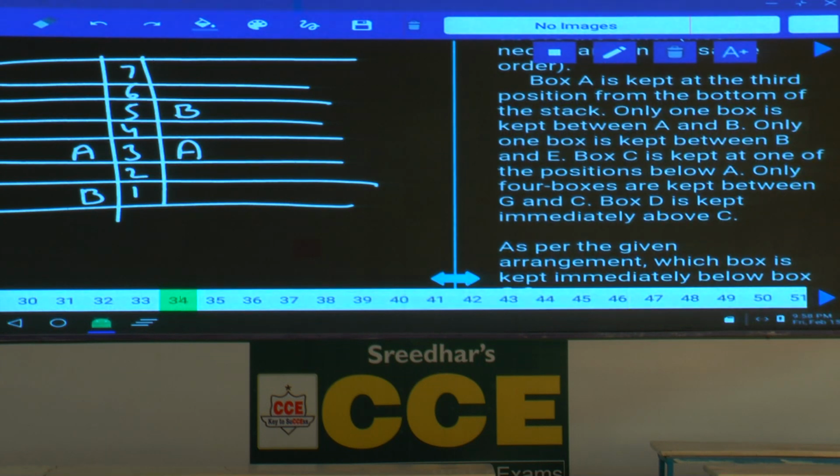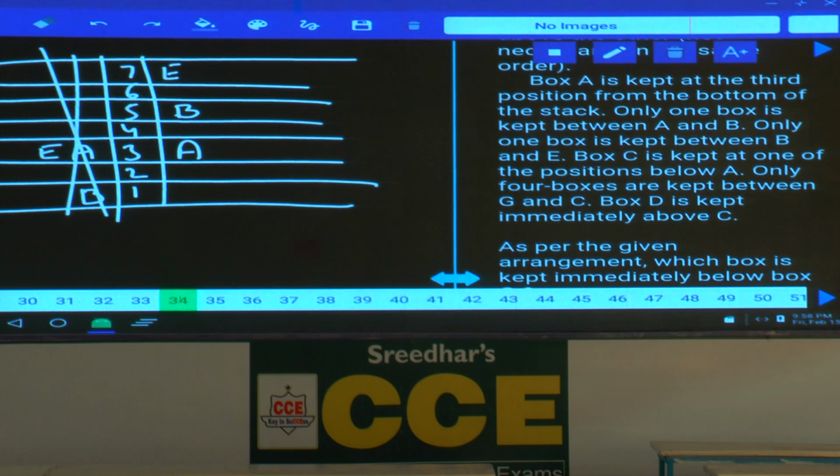Only one box is kept between B and E. Now between B and E there must be exactly one box. Now in the first case E must be here, and in the second case it is not possible because A and E must be on the same side, isn't it? And the second case is ruled out. Now we are left with only one.